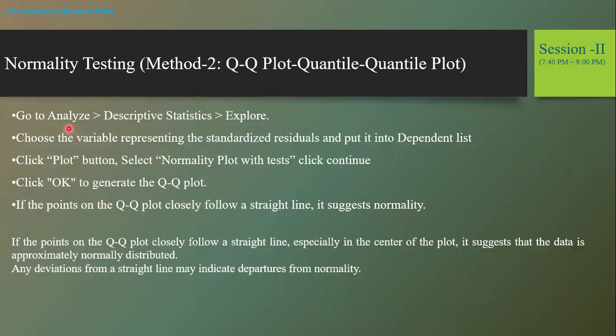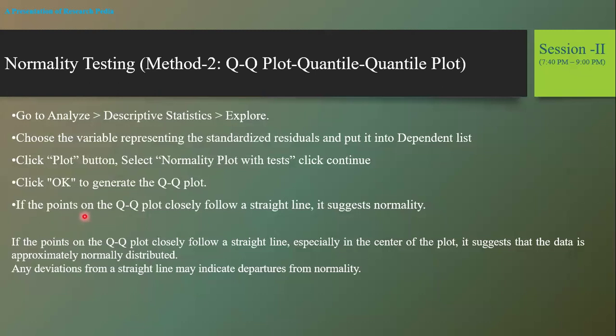You need to go to analyze, descriptive statistics. Then you need to click on the explore button. You choose the variable representing the standardized residual, the one you have created already. So you need to choose the standardized residual and put it into the dependent list. Then you click the plot button, select normality plot with tests, click continue, and click OK to generate the QQ plot.